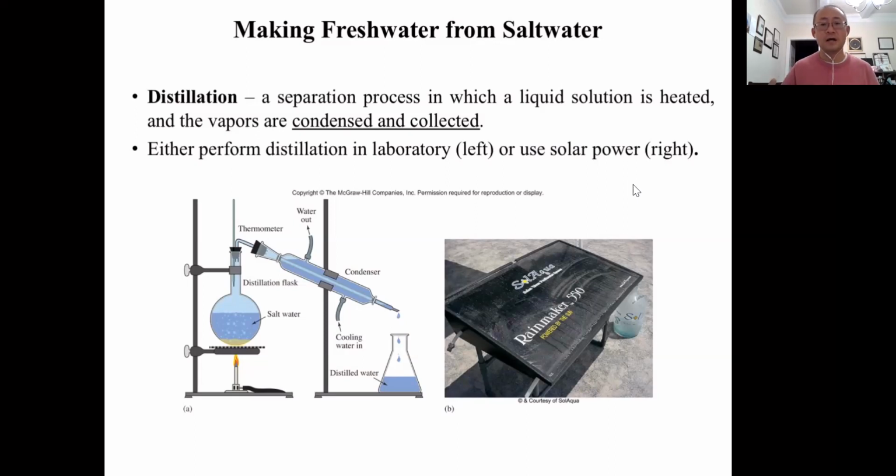Okay, of course, this process requires a lot of energy. For example, you need heat, but sometimes we can use solar power, which is free energy, to conduct distillation. But the scale is relatively small if you're using distillation.